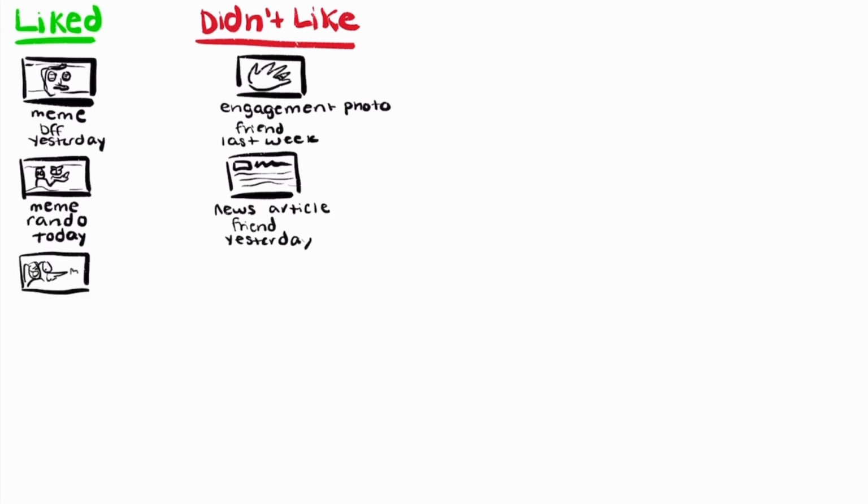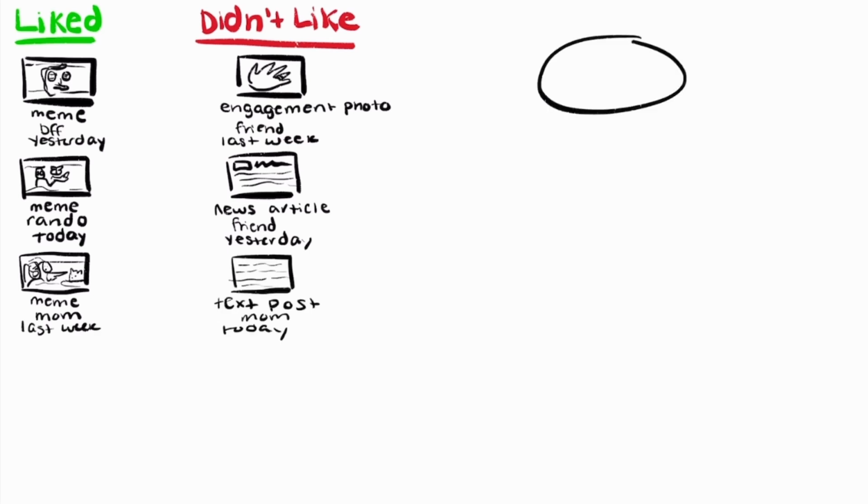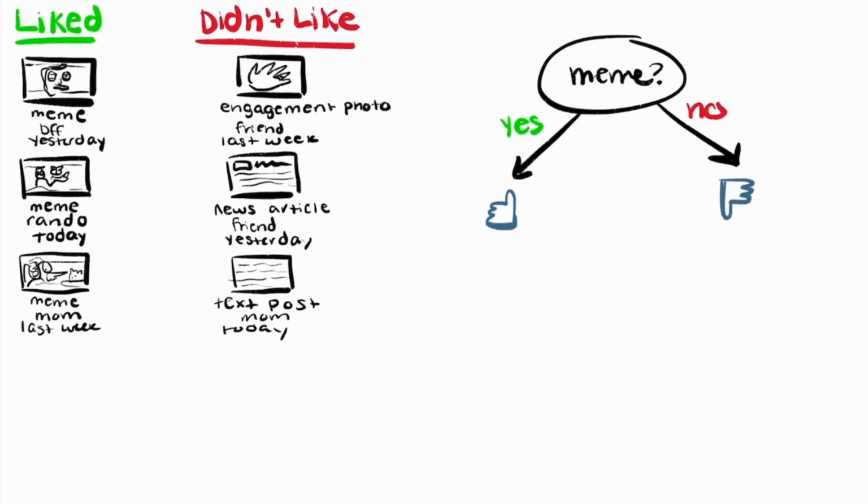What do you see right away as a human being? Well, you see that I seem to like memes. So if we wanted to recommend stuff to me in the future, we could make a very easy yes or no choice. If it's a meme, show it to me. If it's not a meme, don't. But what if it gets more complicated?